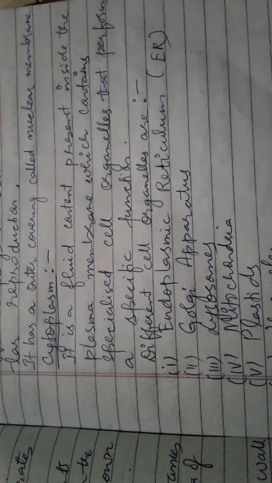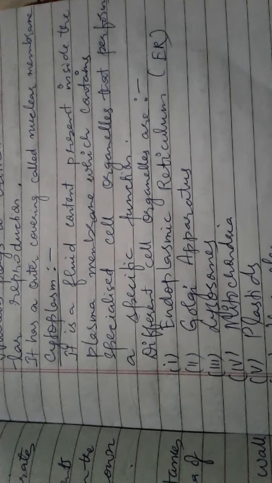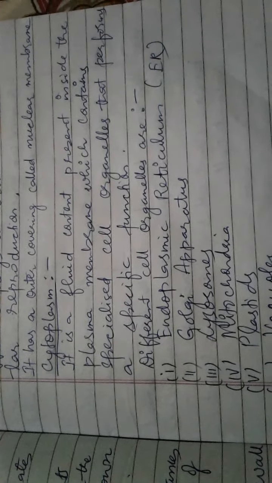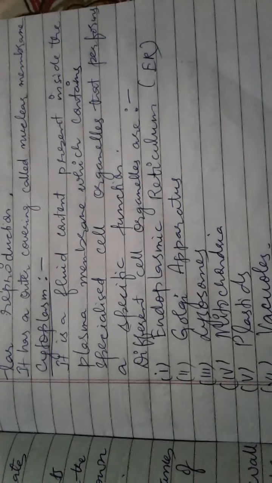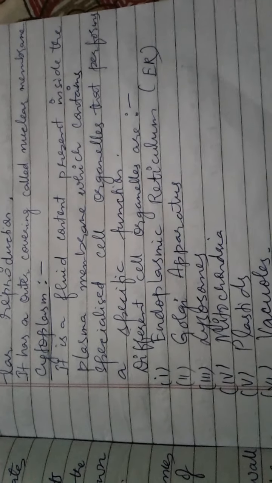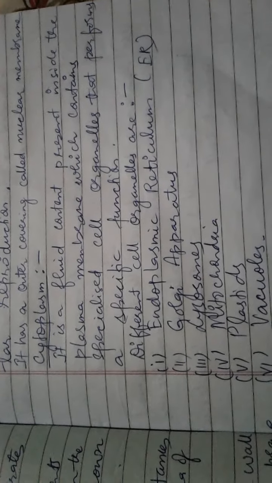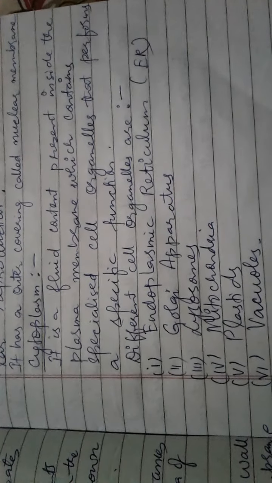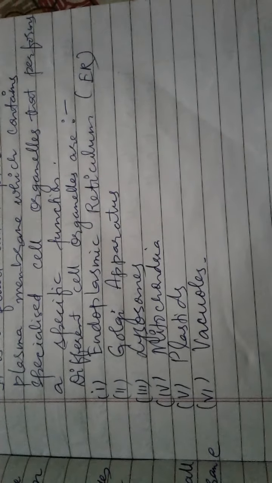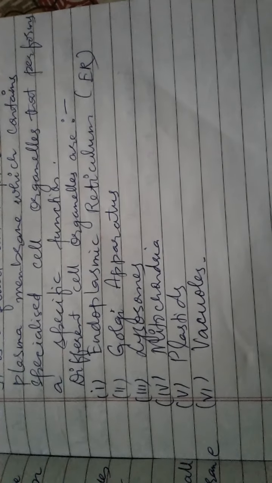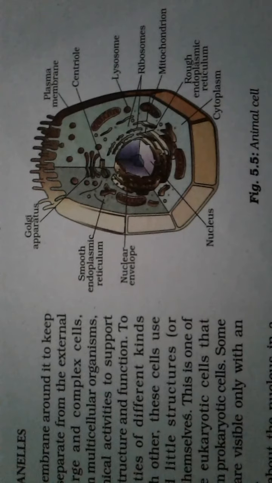The next cell organelle is the cytoplasm. Cytoplasm is the fluid content which is present between the nucleus and the plasma membrane, and it has all the specialized cell organelles. These are listed below. They perform specific functions, and they are the endoplasmic reticulum, Golgi apparatus, lysosome, mitochondria, plastids and vacuoles.